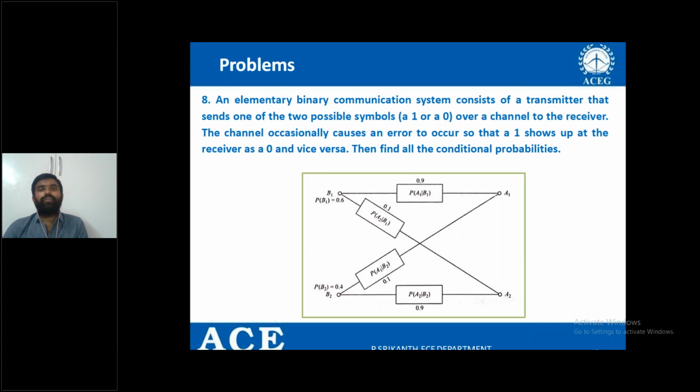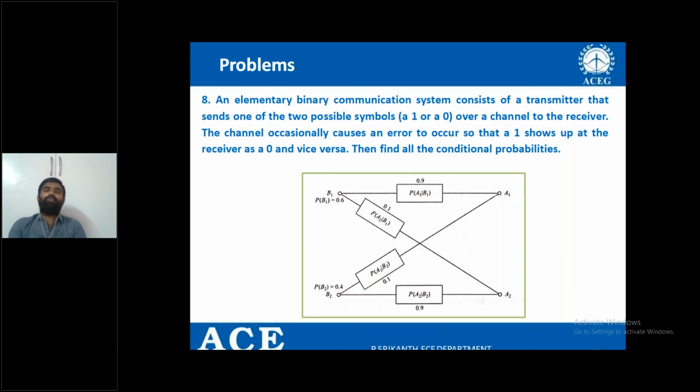And we are supposed to find what? P of A1 given B1, P of A2 given B1, P of A1 given B2, P of A2 given B2. So what are the correct probabilities here? P of A1 given B1 and P of A2 given B2 are correct probabilities, with values given as 0.9. P of A2 given B1 and P of A1 given B2 are error probabilities. They are given as 0.1.